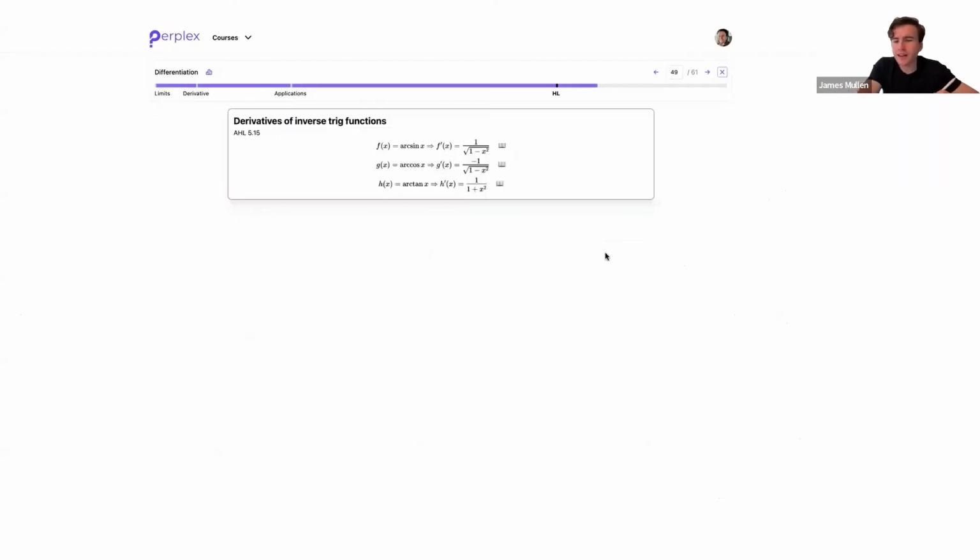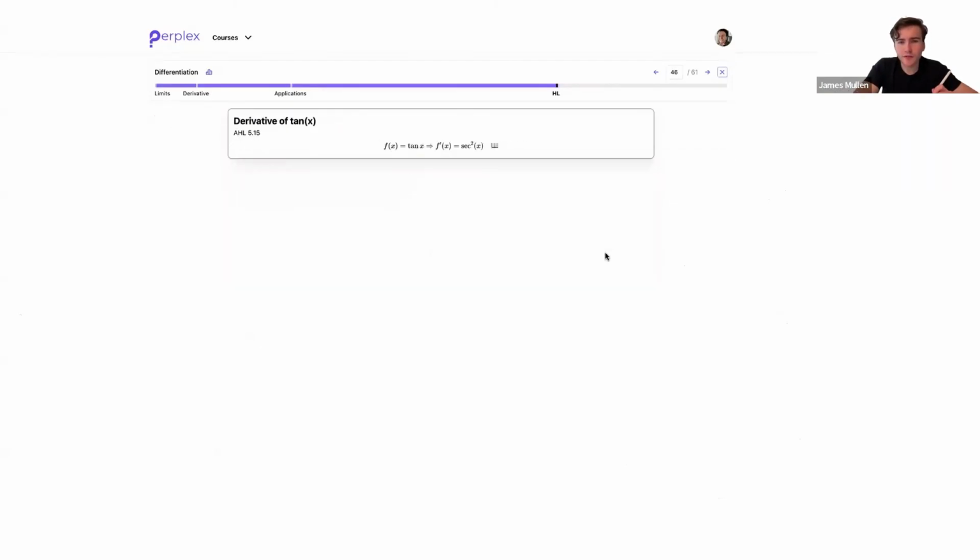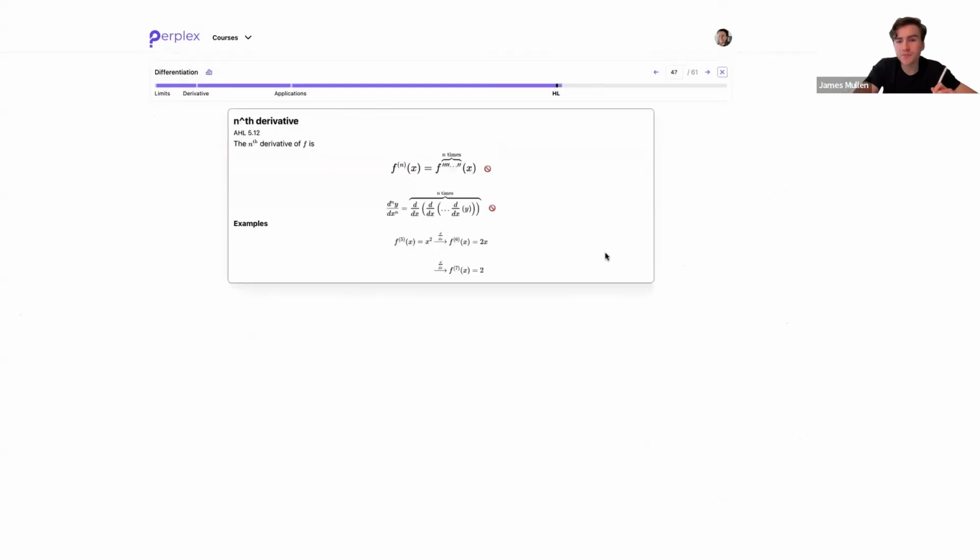So I don't know why I did it in this order. I wanted to quickly show you the derivative of tan x. I wanted to show you this slide first. So the derivative of tan x is secant squared, all right?